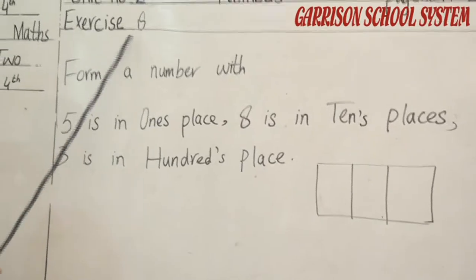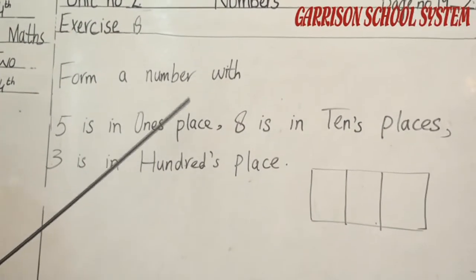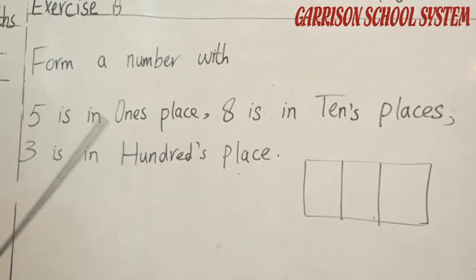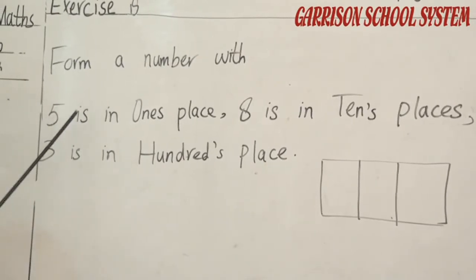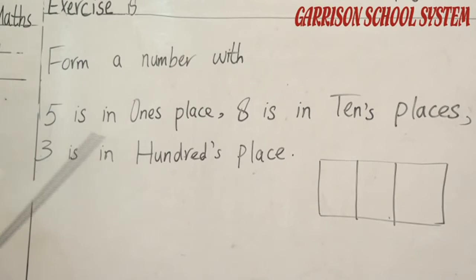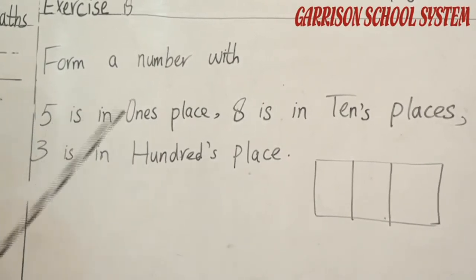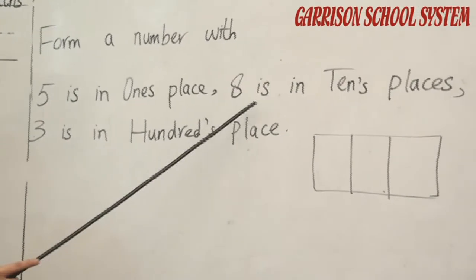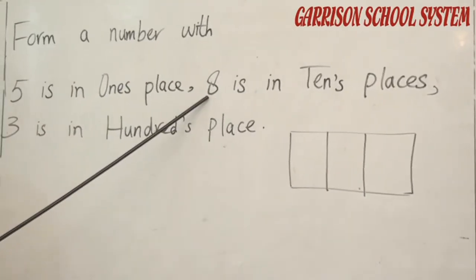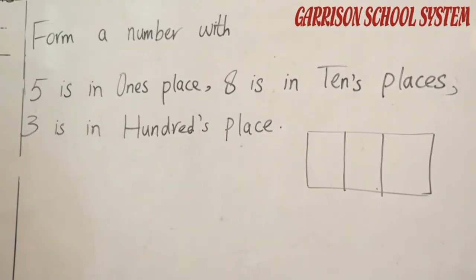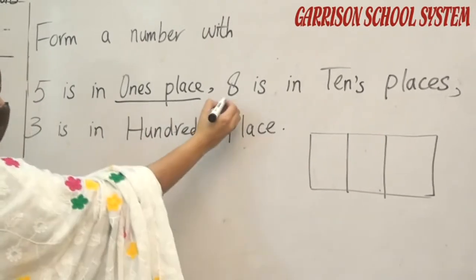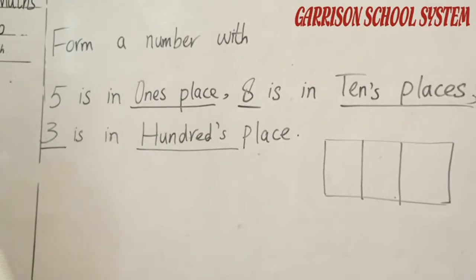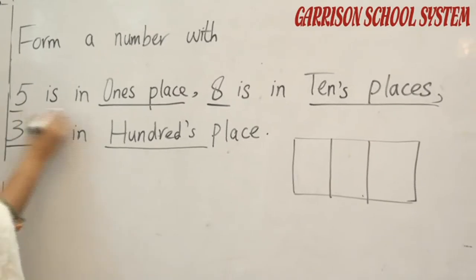Next, move to exercise number 8. Form a number. Read the statement carefully. What is written here? 5 is in ones place. Which number is in ones place? Students, listen carefully. 5 is in ones place. Next, 8 is in tens place, and 3 is in hundreds place. Students, understand? 5 is in ones place.